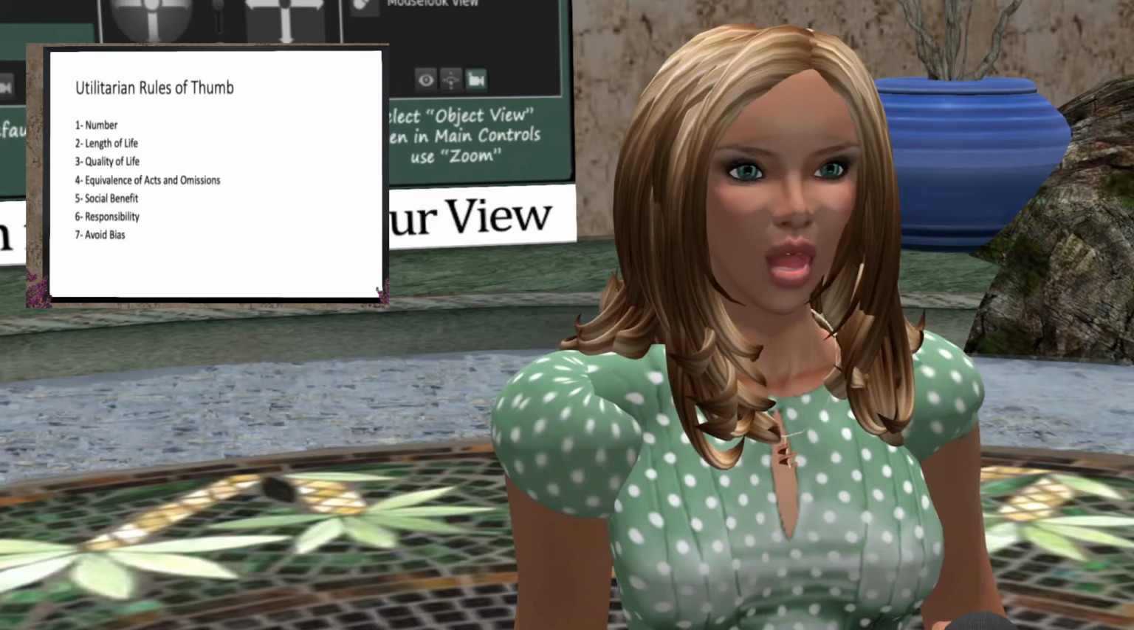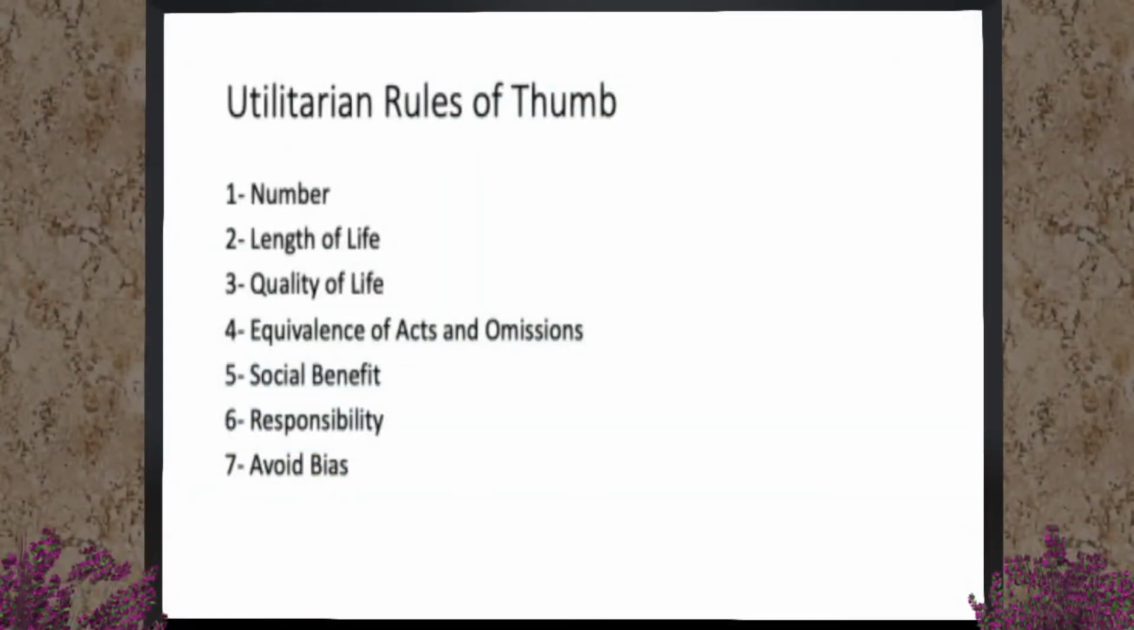There are 7 general rules of thumb that are commonly used when applying utilitarian principles to decision-making, and I promise we will come back and look at this when we need to. The first rule of thumb is number. With other factors being equal, the object of utilitarianism is to benefit the greatest number. Another one is length. And in this case, because it's healthcare, we're talking about length of life. So it's how long a benefit lasts that's important.